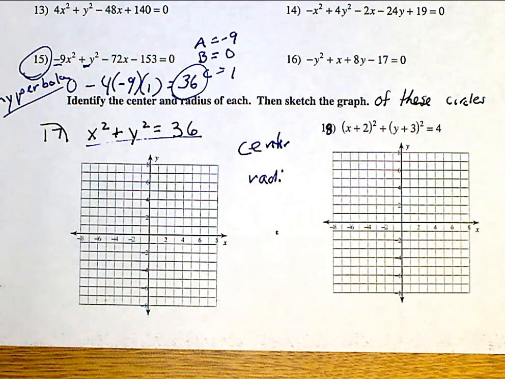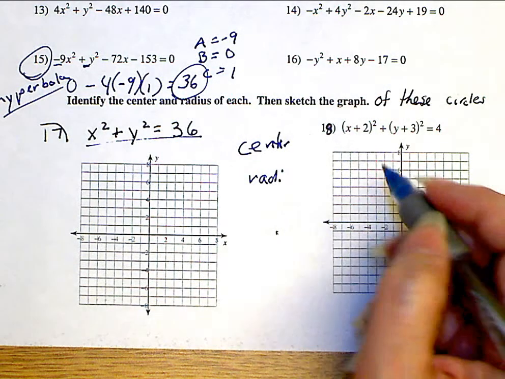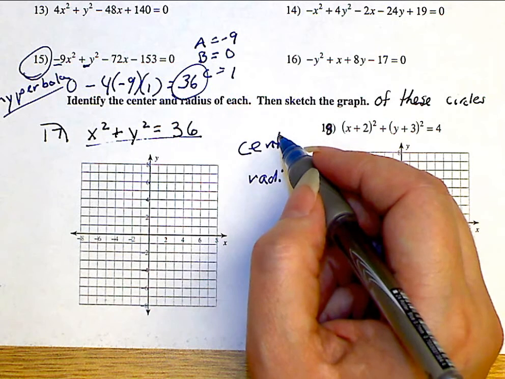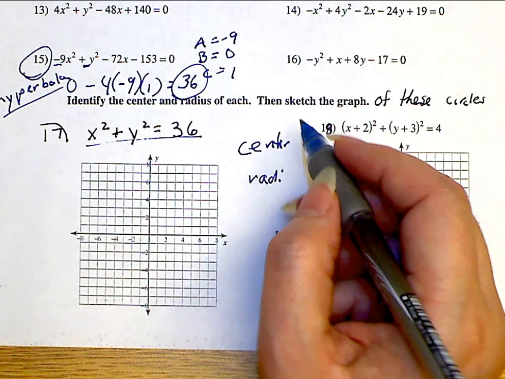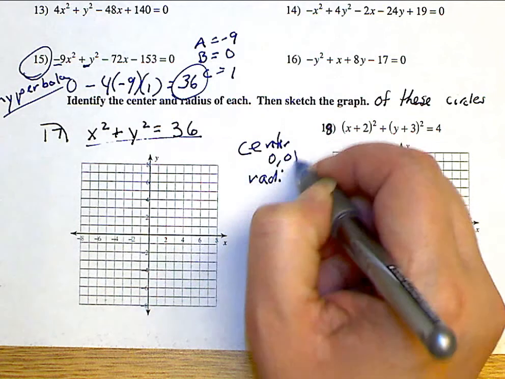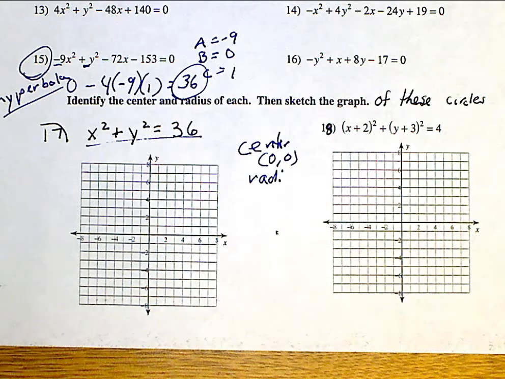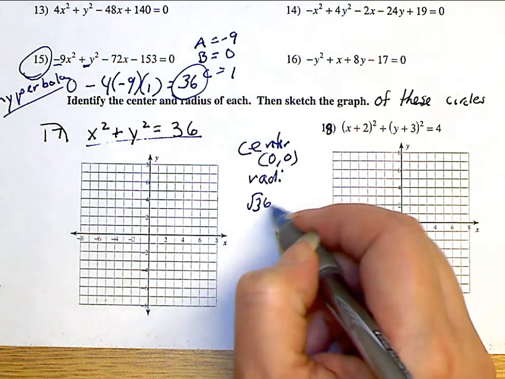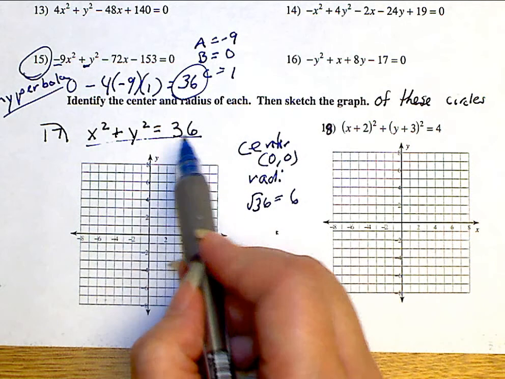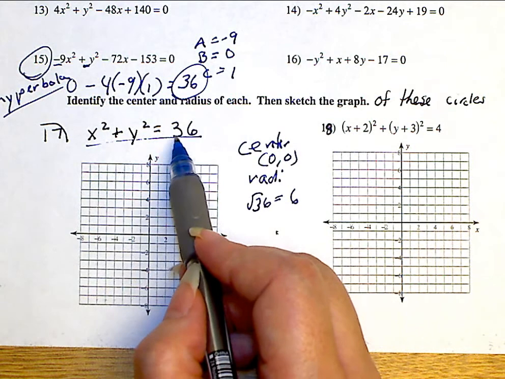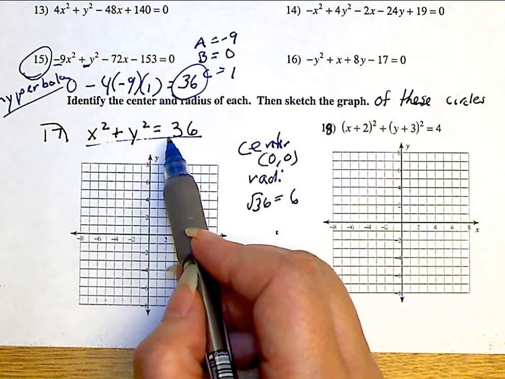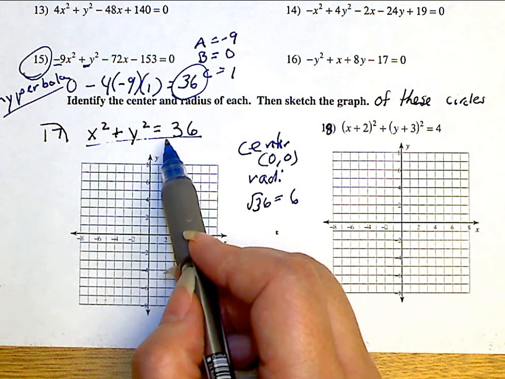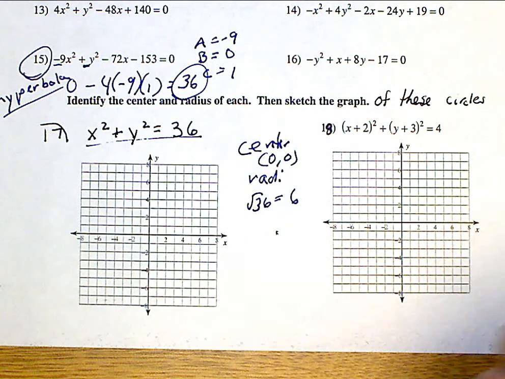Kate, what's my center? 0, 0. And my radius, Justin, is 6. Because you have to take the square root of 36, and it is equal to 6. Say if 36 was 34, how would I find the radius? Take the square root. I will tell you that the back side has some that are not perfect, and there were people that didn't know how to find that radius. All you have to do is take the square root of it.